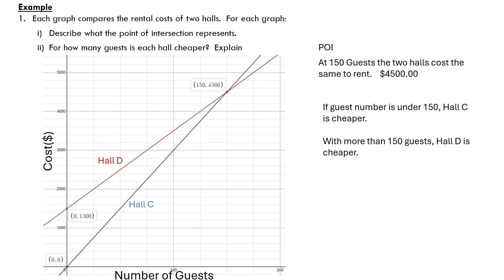So, if the guest number is under 150, Hall C would be the cheaper option. With more than 150 guests, Hall D is the better option.